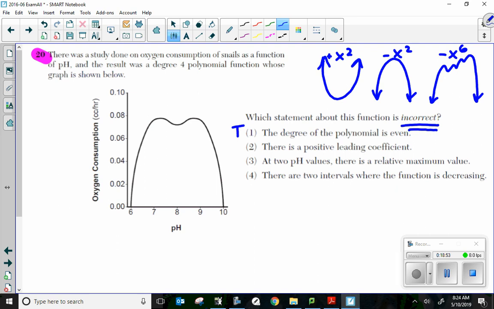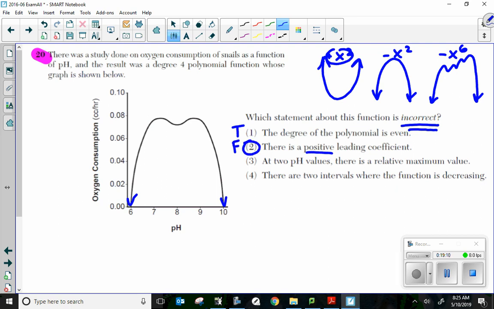Number 2, there is a positive lead coefficient. Oh, I think we just answered the question. If it were positive, both of them would be opening up. This opens down. There is a negative lead coefficient. This is false or incorrect.